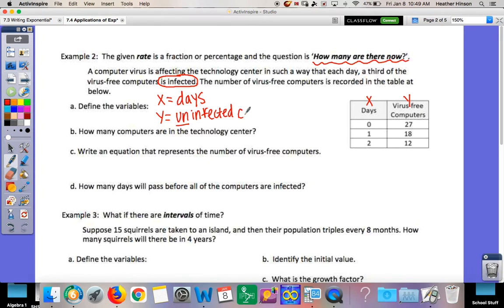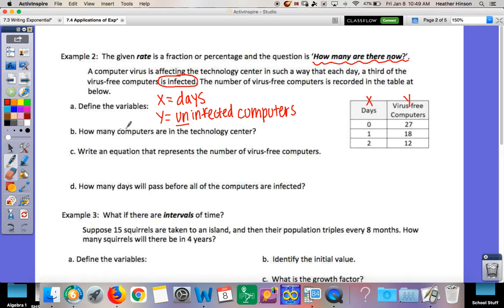It's the same thing. I just think it makes more sense to put uninfected so that you can definitely tell the difference between these two. If you put virus-free computers, that is completely fine. Your answer is still 100% correct.